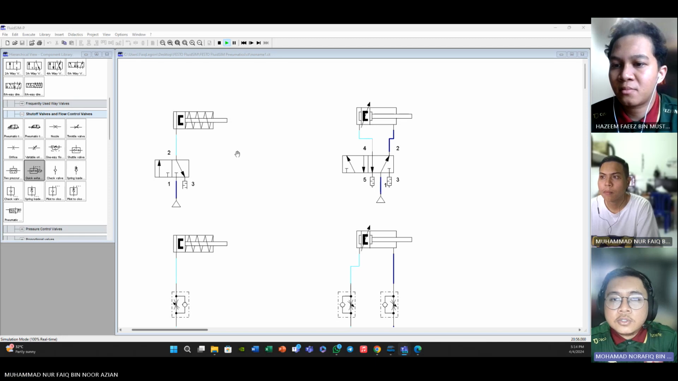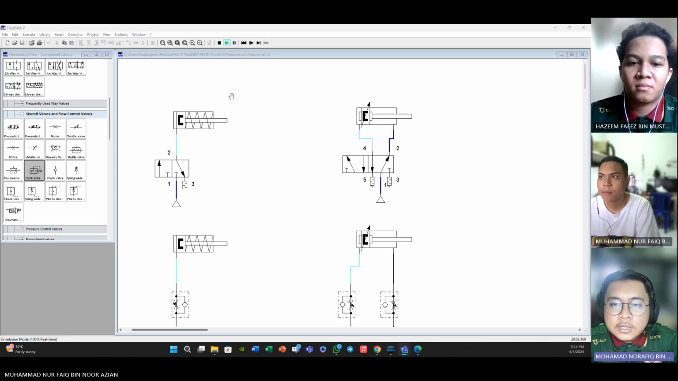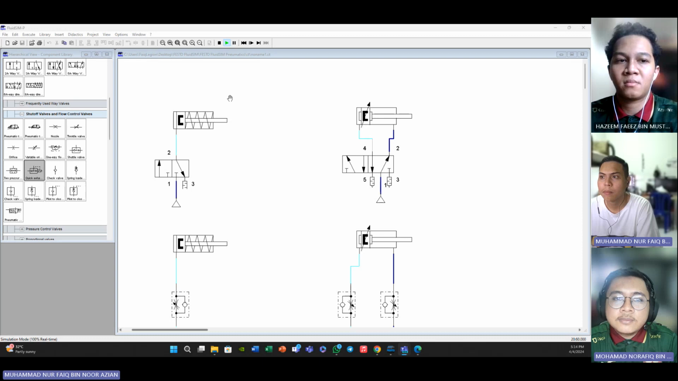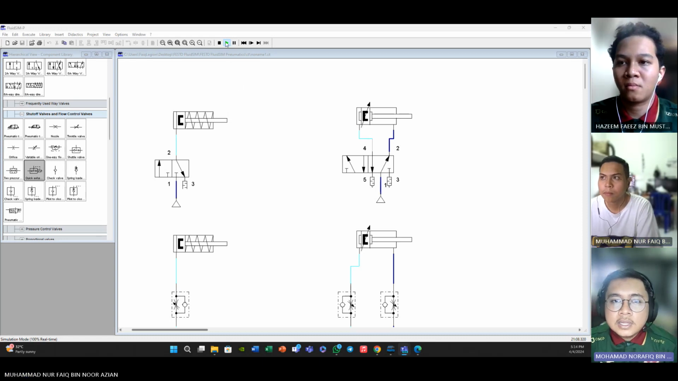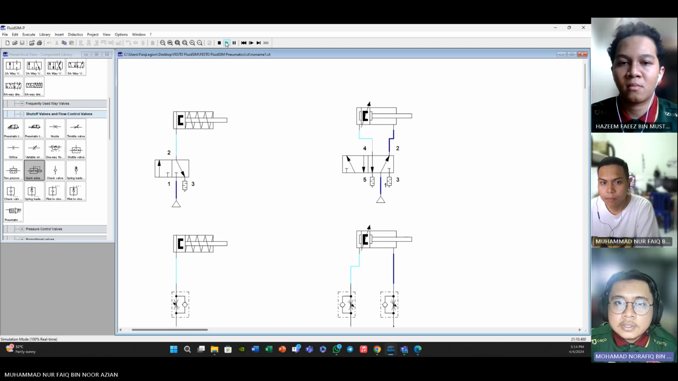compressed air to move the piston in one direction only. The return stroke is achieved by a mechanical spring or by the force of gravity. Single action actuators are often simpler and more economical than double action actuators, but they are limited to applications where movement in only one direction is required, such as opening or closing a valve.